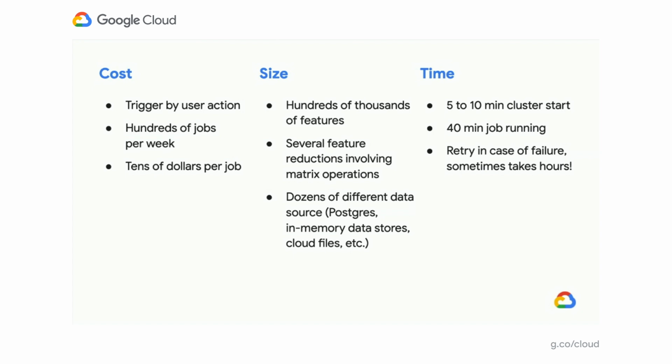We previously stored our data in all kinds of disparate data sources, from Postgres to static files in the cloud. In terms of time, starting a cluster and then training the Spark model typically took up to 40 minutes for each job to complete. And when a job would fail, a new cluster would have to be started. It would occasionally take several hours for a single job to complete.